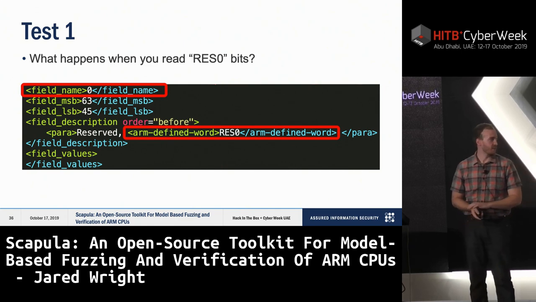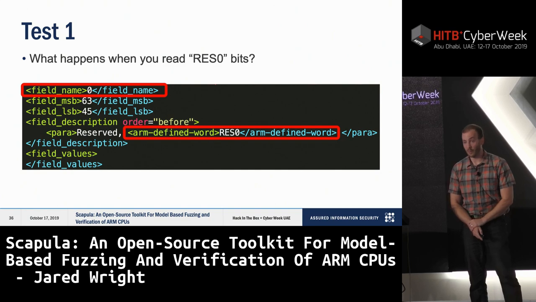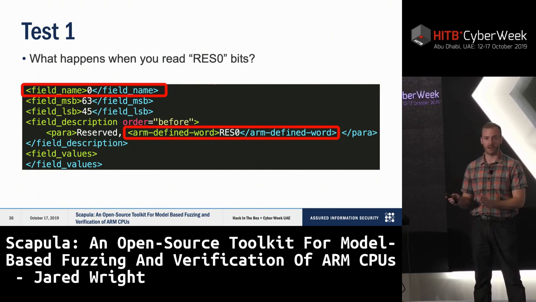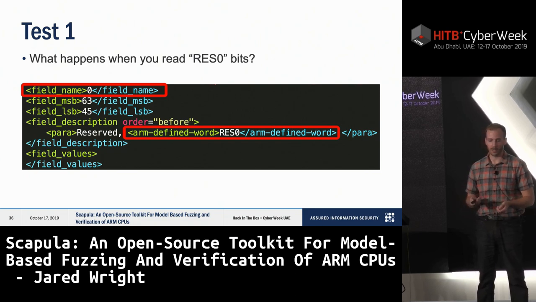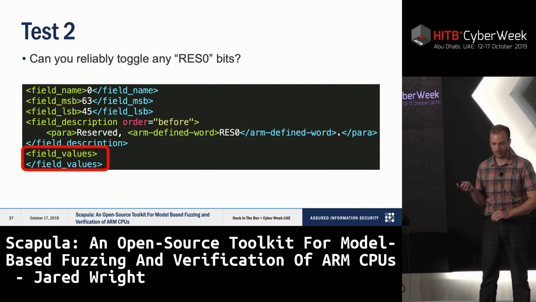First thing I noticed in the manual, you can see there's an XML tag for arm defined word and then a res zero. What that means is there's a place in the architecture where a bit is reserved to the value of zero. In other words, you shouldn't really use it. So I thought, what happens if you just read the reserved zero bits? Let's run that test and see what happens. You might think that they just give you zero. Let's see if that assumption holds.